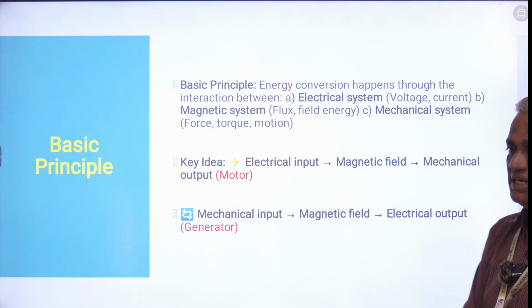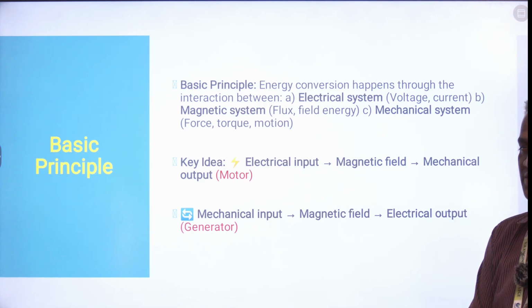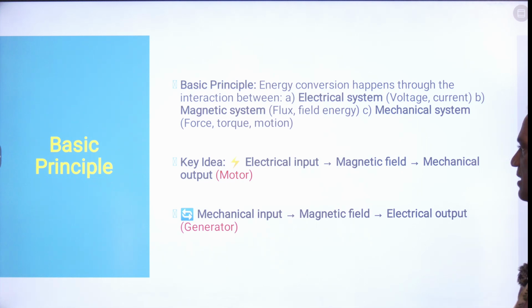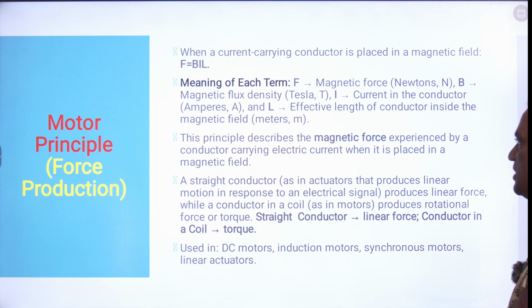It happens because of interaction between the electrical system, the magnetic system, and the mechanical system. The electrical system involves voltage and current, the magnetic system involves flux, field and energy, and the mechanical system involves force, torque, and motion. The key idea behind this topic is the conversion of electrical input into mechanical output, where the medium of transfer is the magnetic field. That is nothing but a motor. Vice versa takes place in a generator, but in both cases the medium is the magnetic field. That is the basic principle of the presentation.